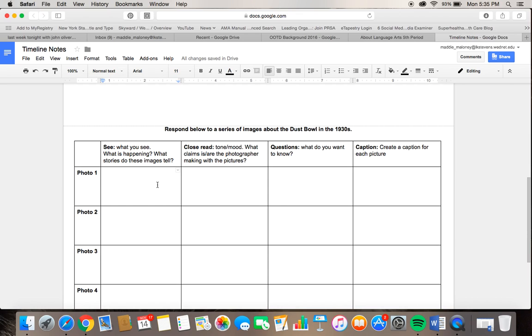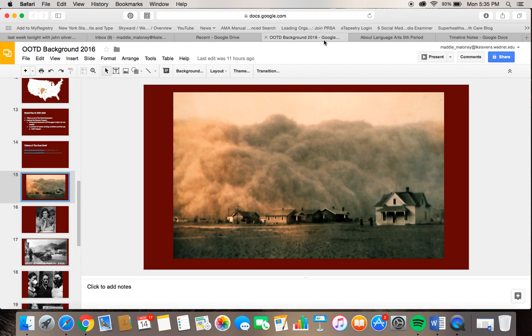Once you've got that done, I want you to do a close read, which means you are going to assess the tone and mood of this picture. So if you were the photographer, what do you think your emotions would be towards this giant dust cloud overtaking this small town? Do you think that you would feel in awe, shocked, petrified, scared? What are some of the emotions you think that photographer felt as he or she stood and captured this moment? Okay, and then mood is, how do you feel? When you look at this picture, how do you feel? Are you in disbelief? Are you scared?